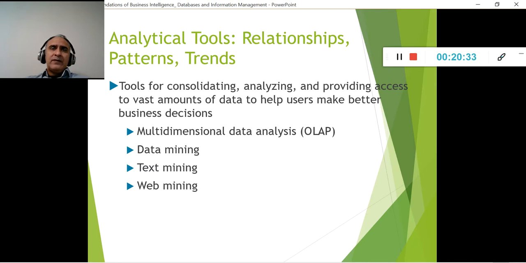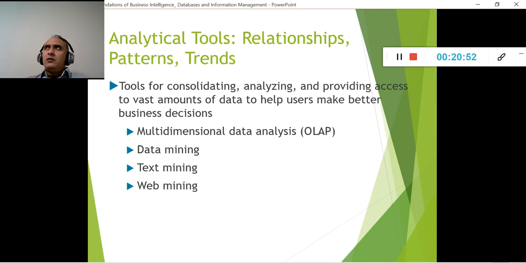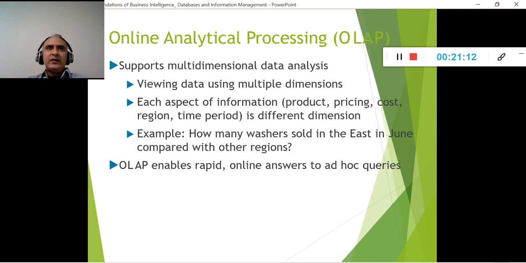So, like I was saying, we have tools for consolidating, analyzing, and providing access to vast amounts of data. Like I said, this one is multidimensional data analysis, or OLAP, which is all these software that we have, like Hadoop, SQL, and Apache. Sometimes I forget the names of all the companies. Anyways, we have software that does the data mining, text mining, web mining, images, etc. So that becomes very complex, right?